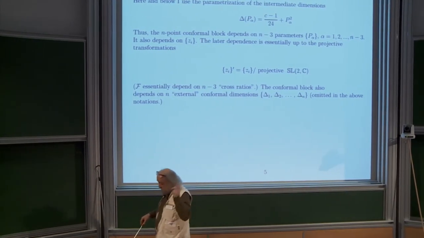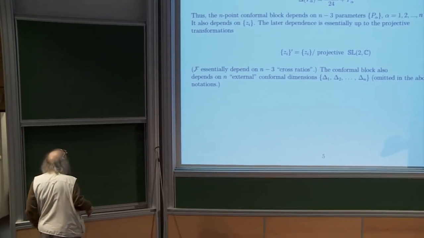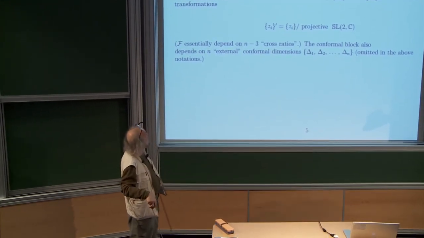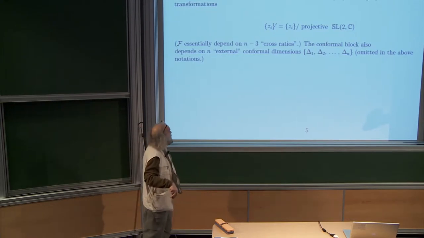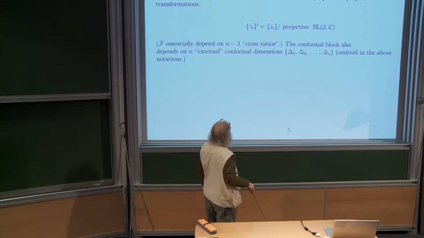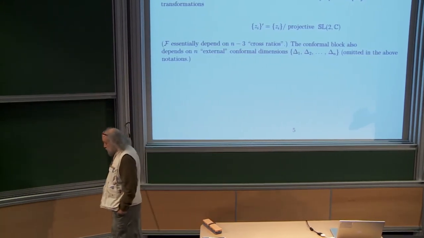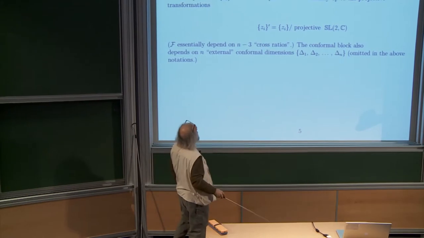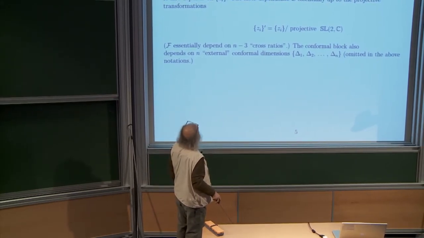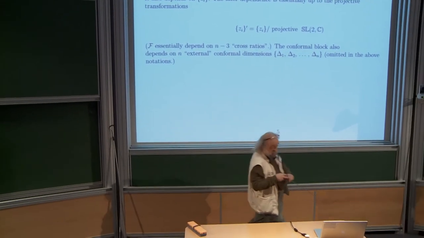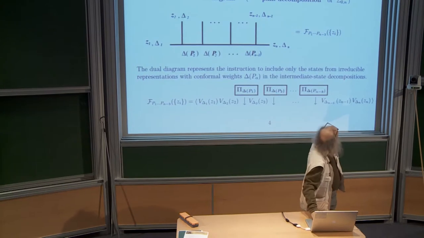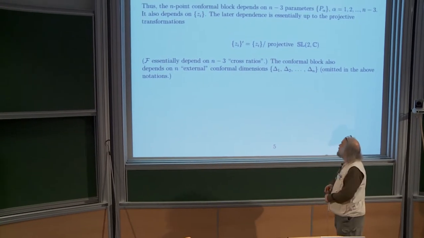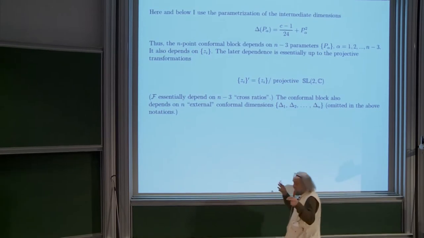We can just use SL2 transformations to send three of these points to predesigned positions, usually 0, 1, and infinity. After that, we are left with n minus 3 independent coordinates on this moduli space. So it depends on n minus 3 coordinates in the moduli space. And also, of course, it depends on these external dimensions associated with the external legs in the dual diagram. Again, I will omit them in this notation because they will be regarded as fixed numbers.